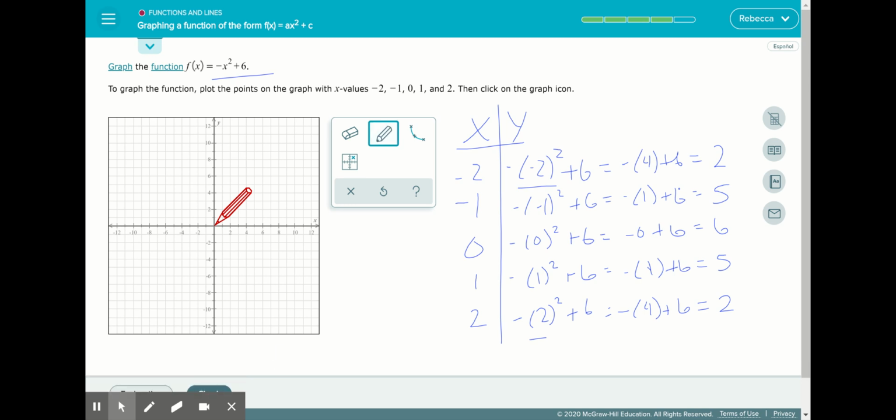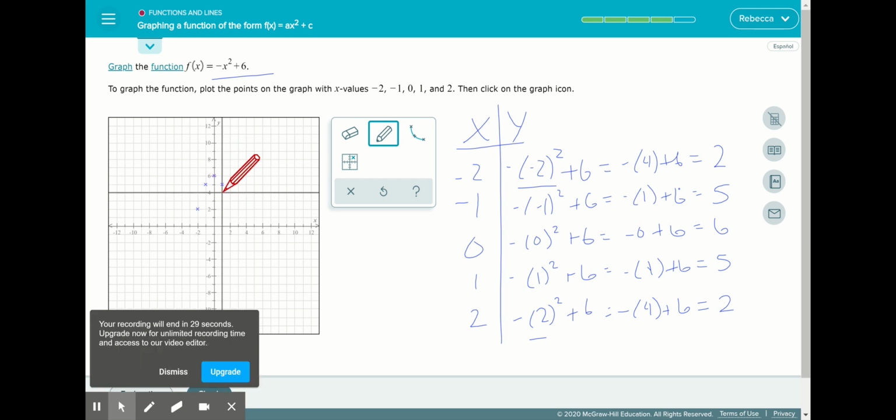So we want to plot -2, 2. So left 2, up 2. Then I want to plot -1, 5. So left 1, up 5. And we want 0, 6. So straight up on the y-axis gives us 0, 6. And as you're getting good at this, you'll notice that we want to reflect right over that top value. So 1, 5 is directly opposite -1, 5. And then we'll go to 2, 2. It's directly opposite the -2, 2. And we connect our tool, and we've got our parabola.